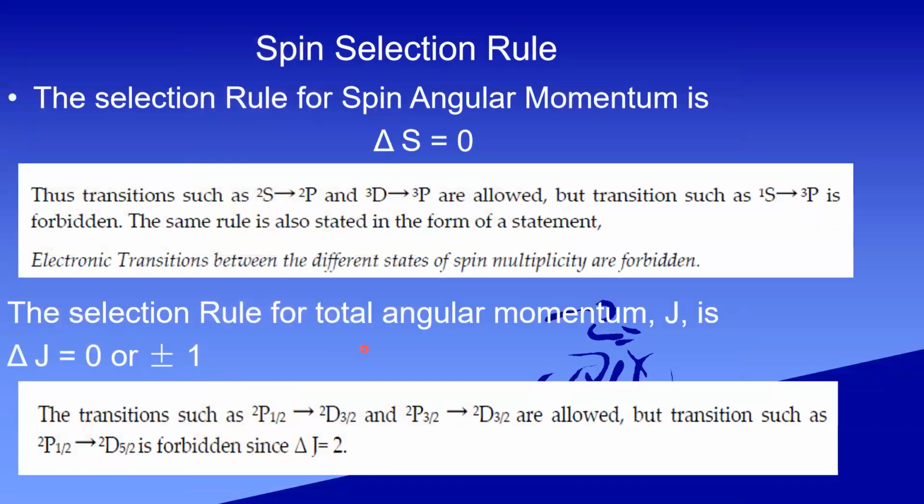The selection rule for total angular momentum J is del J equal to 0 or plus or minus 1. Transitions such as doublet P 1/2 to doublet D 3/2 and doublet P 3/2 to doublet D 3/2 are allowed, but transitions such as P 1/2 to D 5/2 are forbidden since del J is equal to 2.